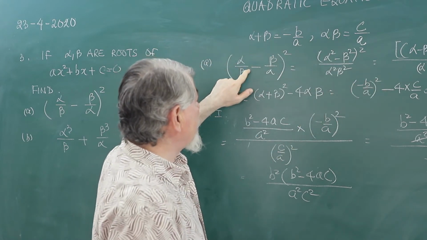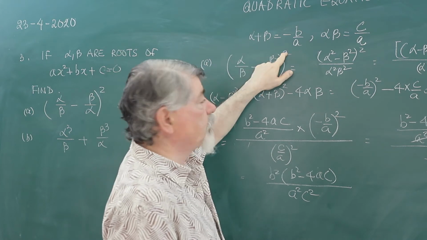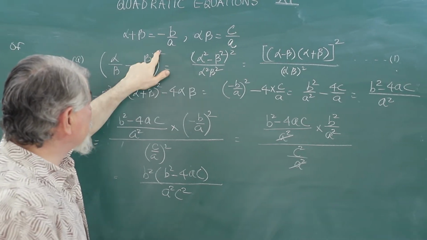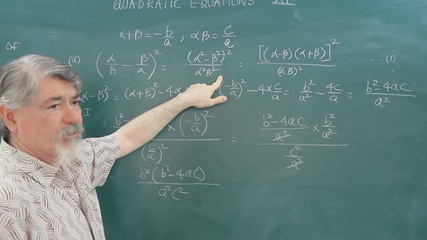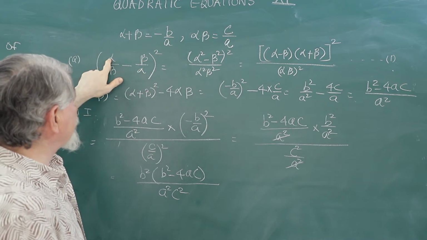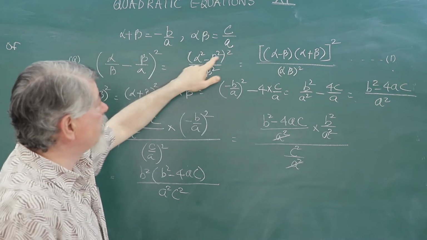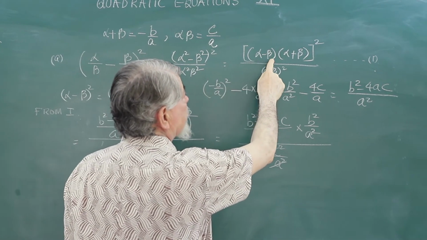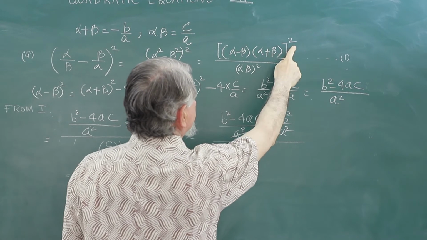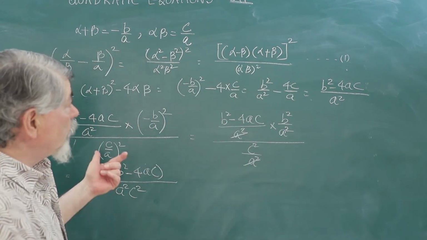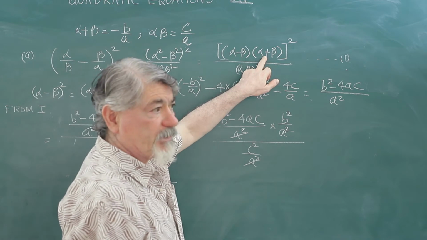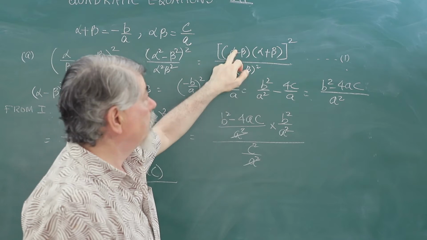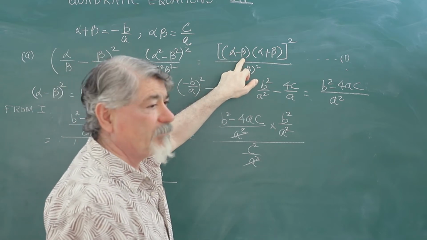It says alpha upon beta minus beta upon alpha to the power 2. So what we'll do is we'll take the LCM alpha beta. It is a square, so it will become alpha square beta square, and alpha square minus beta square to the power 2. Alpha square minus beta square can be factorized as alpha minus beta, alpha plus beta to the power 2. We know the value of alpha plus beta. We have to calculate the value of alpha minus beta. Alpha beta is also known. So the only question is to calculate alpha minus beta.